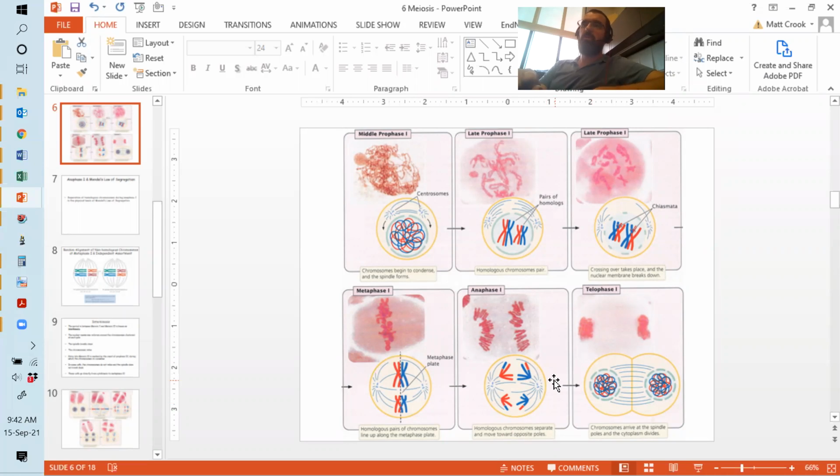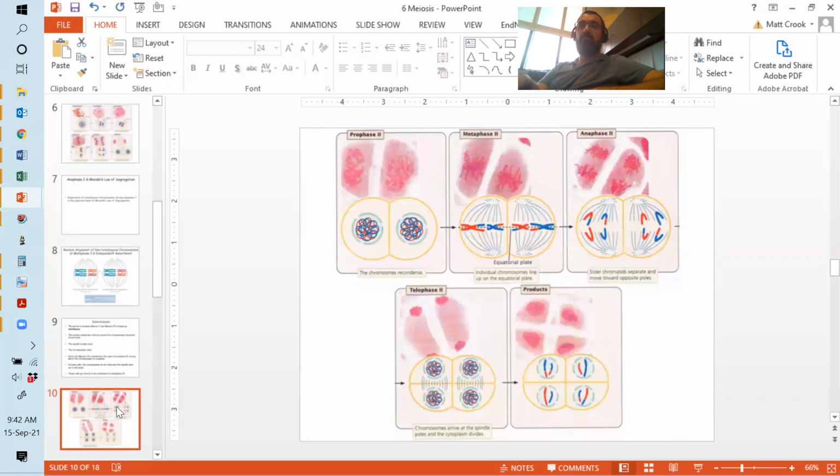So meiosis 2 is, again, very analogous to mitosis in a sense, because it's all about separating the chromatids. The big difference, obviously, is that in mitosis the starting cell is diploid. In meiosis 2, the starting cell is haploid.